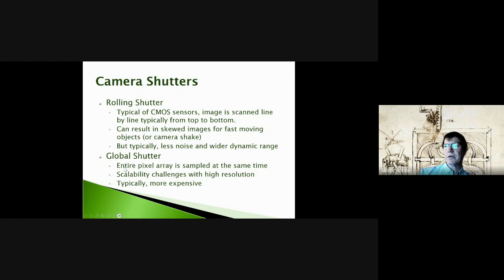The global shutter, the entire pixel array is sampled at the same time. There are some scalability challenges with high resolution. Trying to get all those gigapixels or whatever, megapixels, off of that pixel array can be difficult, right? And typically more expensive. So some trade-offs there. I think you're seeing more global shutters these days, but yeah, you still may run into that trade-off.